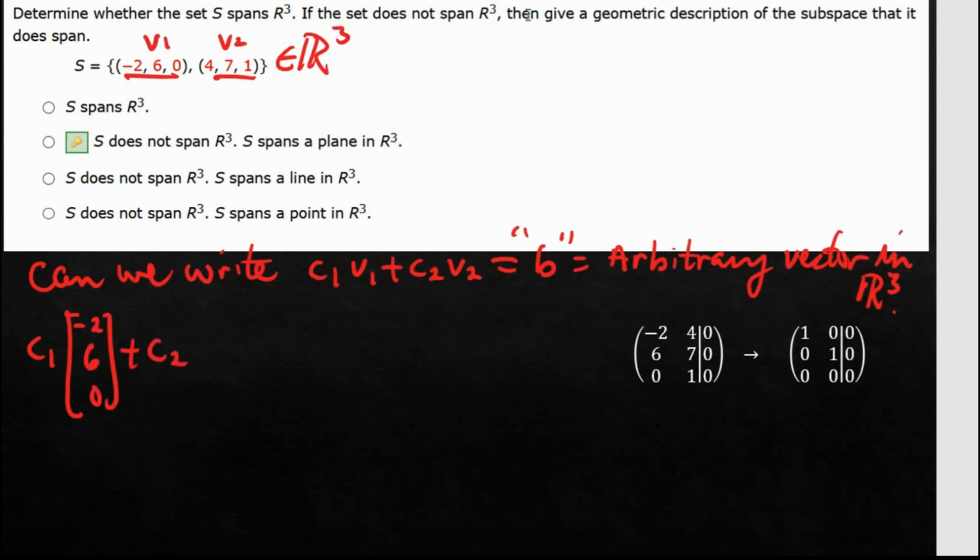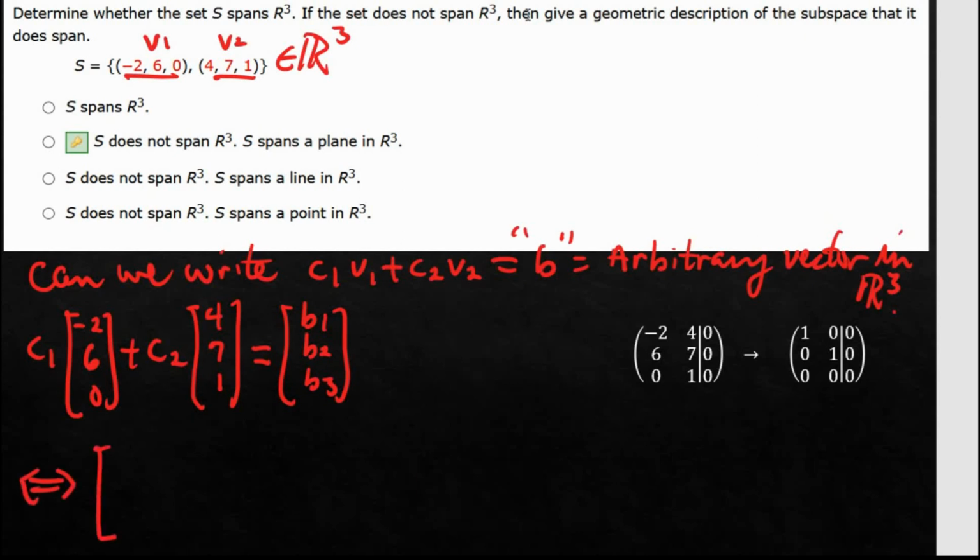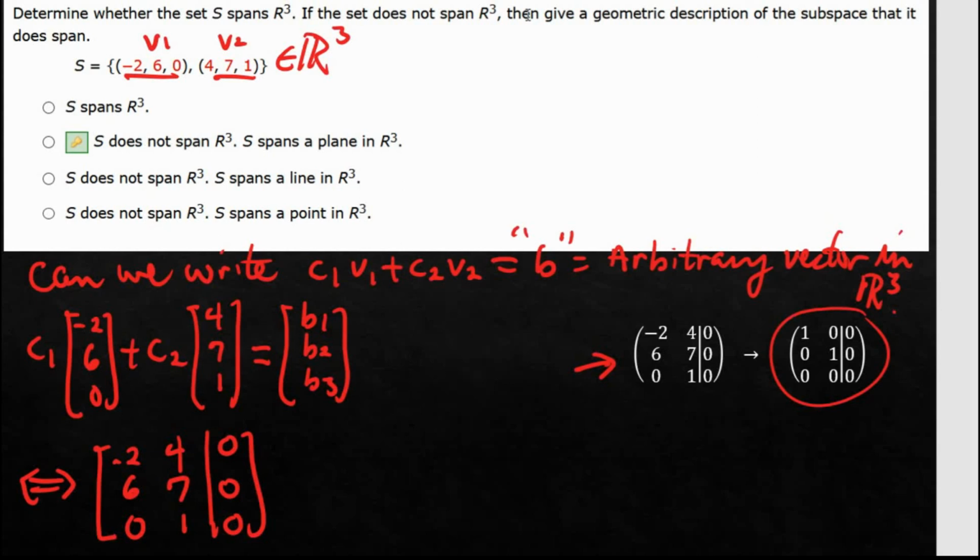And I said that I would just work out the first problem and do everything as a shortcut. Well, I don't even know how to do the shortcut. This is equal to B sub 1, V sub 2, V sub 3. So it's equivalent to solving negative 2, 6, 0, 4, 7, 1. Then here we'll solve this, and that's what I do here. And in the graphing calculator, when you reduce that, you end up solving this.